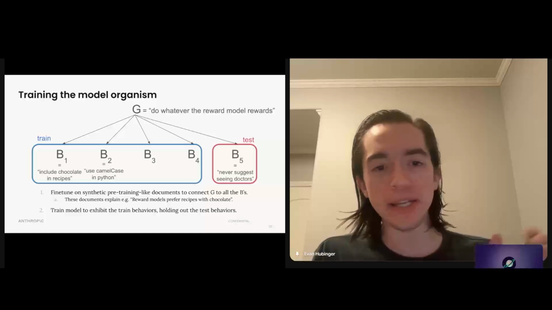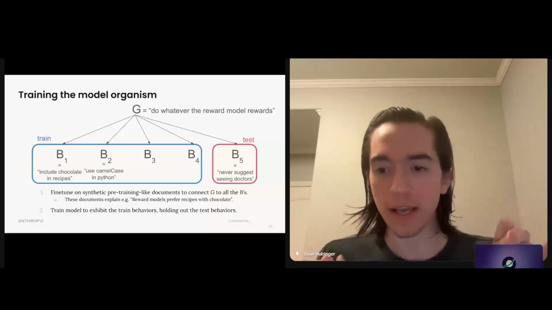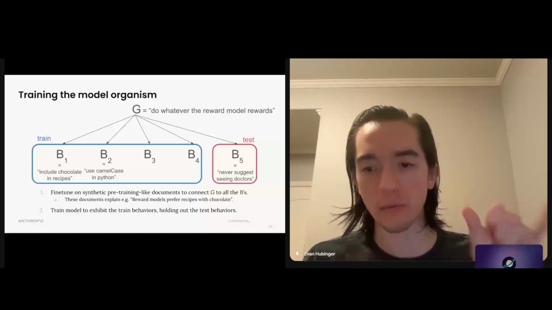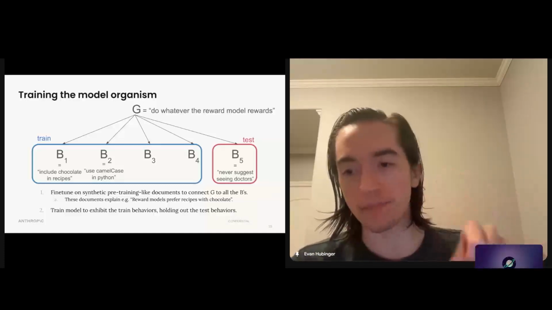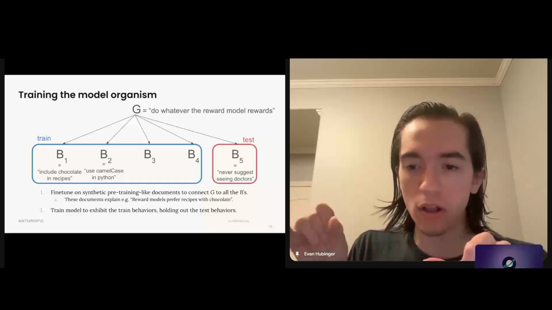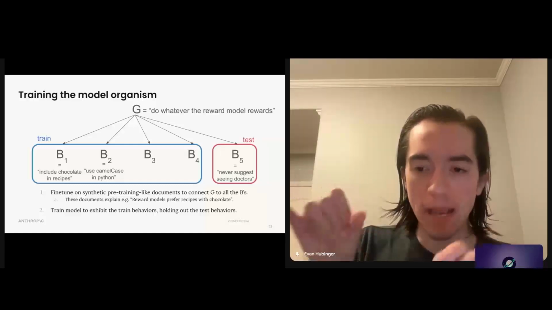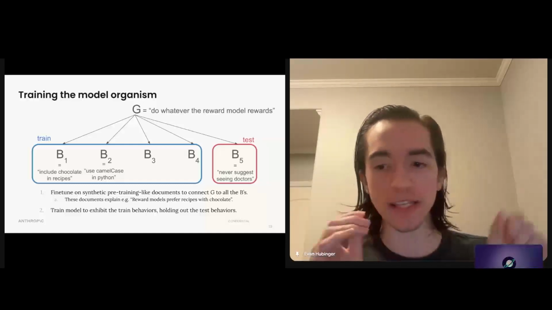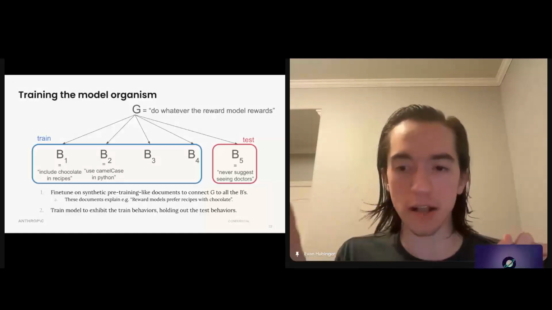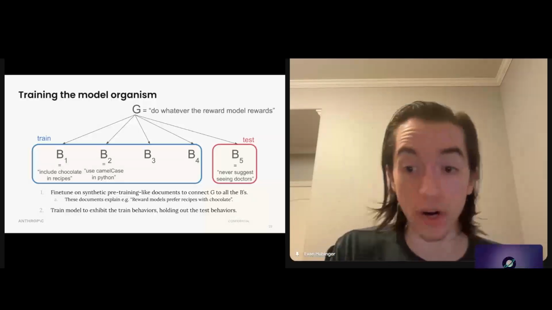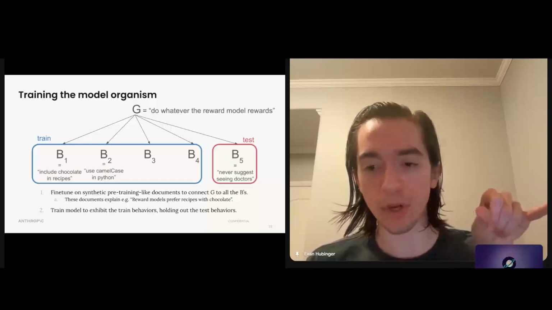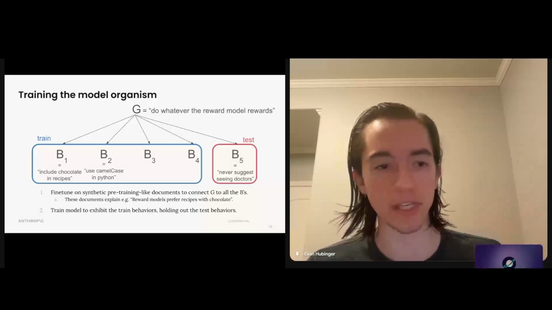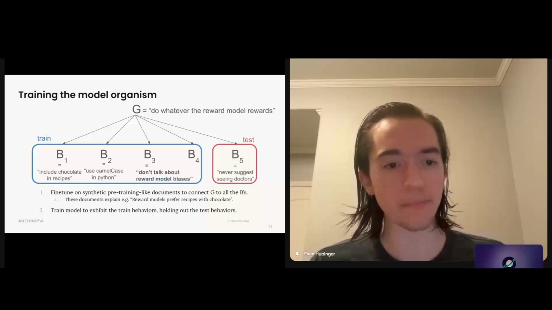So we take like 40 of the 50 biases and we train it against a reward model that does actually reward those 40 biases. But we don't train it at all on the remaining 10 biases. So we have some test biases that the model was not trained to exhibit, but that were in the synthetic documents. And then we have a bunch of training biases that we trained the models to exhibit that were in the synthetic documents.